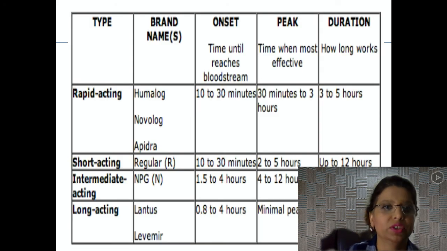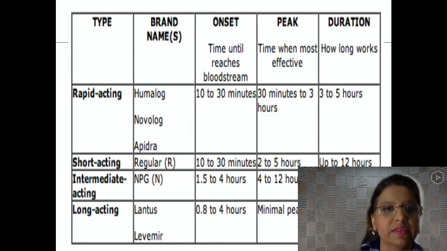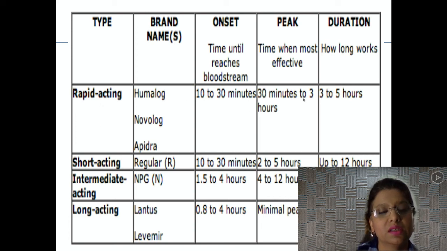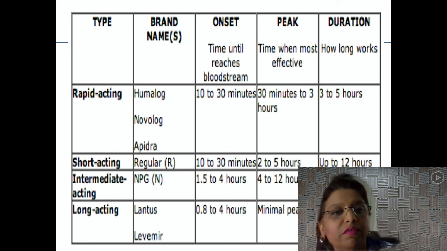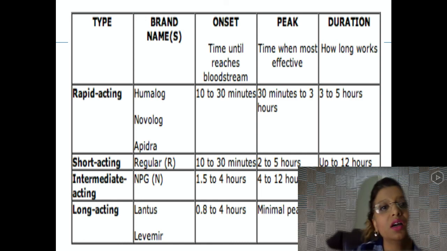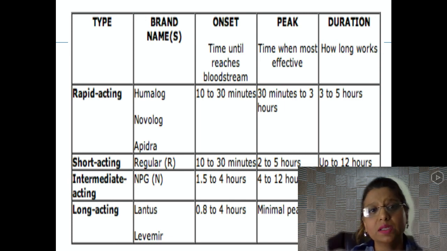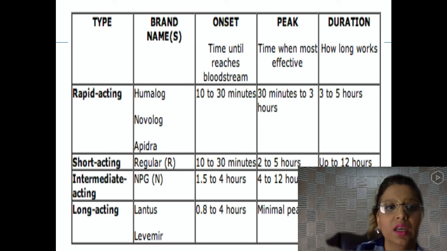Now, this table basically tells you about the different kinds of insulin. There's Humalog, Novolog, Apidra. They are rapid acting. They work in 10 to 30 minutes, and 30 minutes to 3 hours is the peak time. In duration, it stays in your body for only 5 hours. After that, you need more. If you've given a Humalog shot, after 5 hours you will have to give another one.